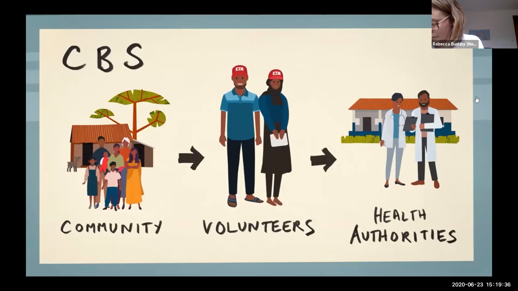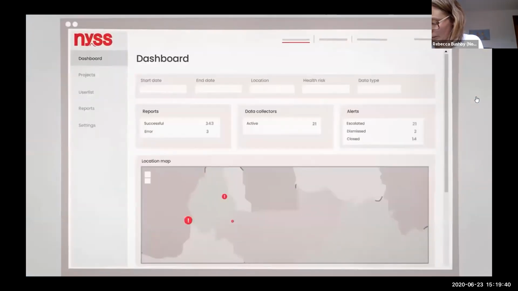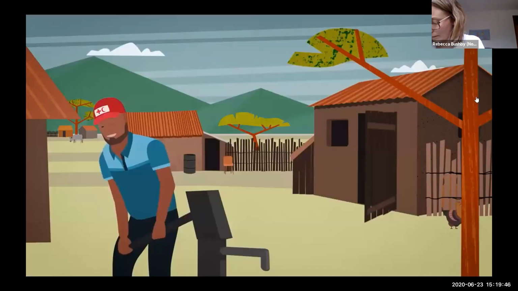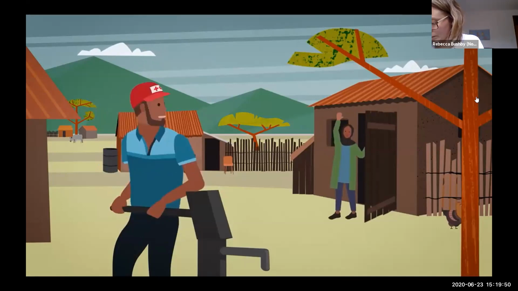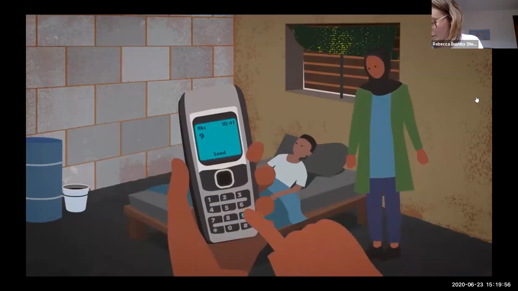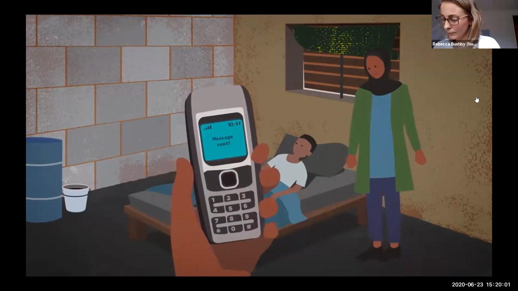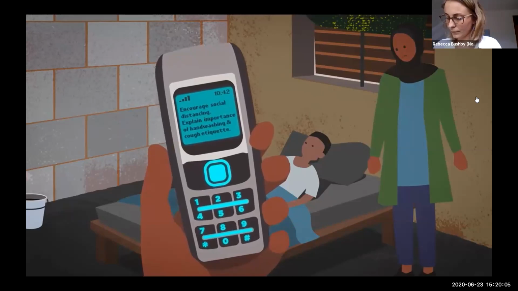To do CBS more efficiently, we in the Red Cross Red Crescent have developed NIS, a new platform that helps health authorities act faster and save lives. As a CBS volunteer, when I hear or see something unusual in my village, NIS allows me to report it right away using a simple mobile phone. I just send a short-coded SMS and then I receive immediate feedback.